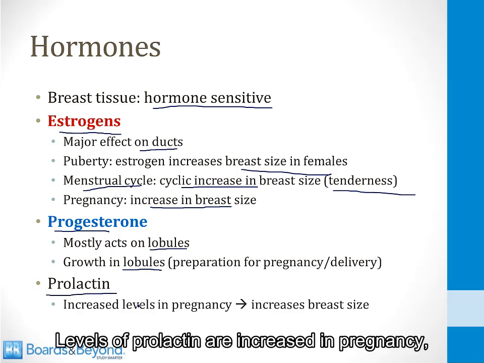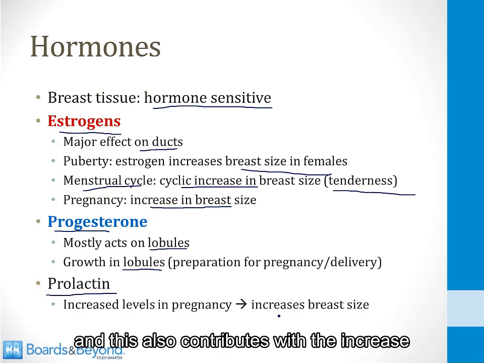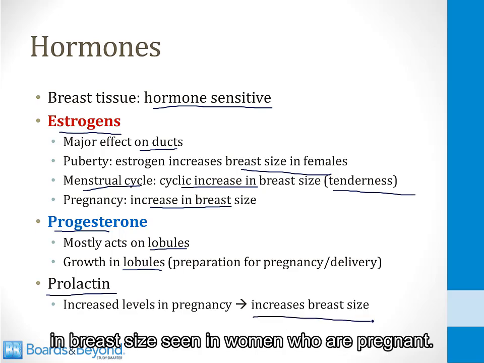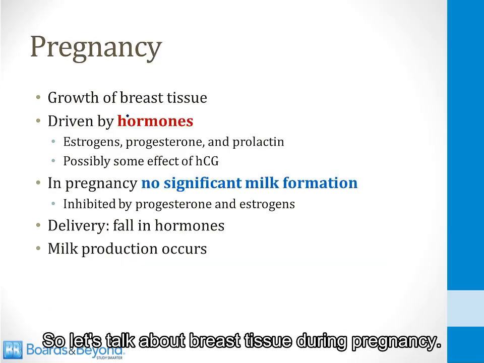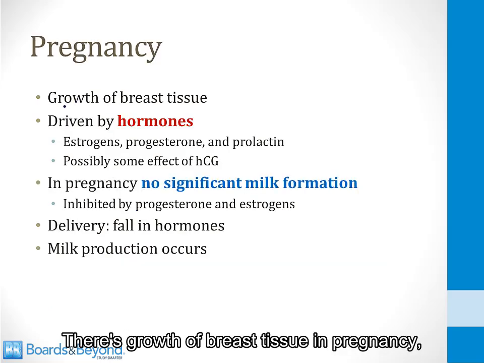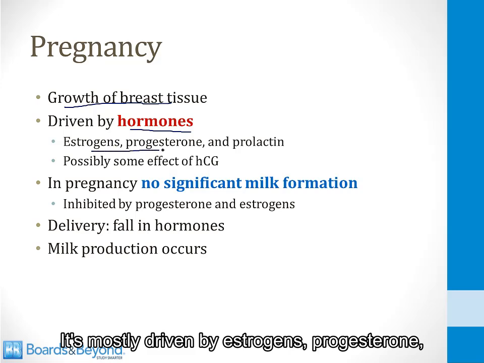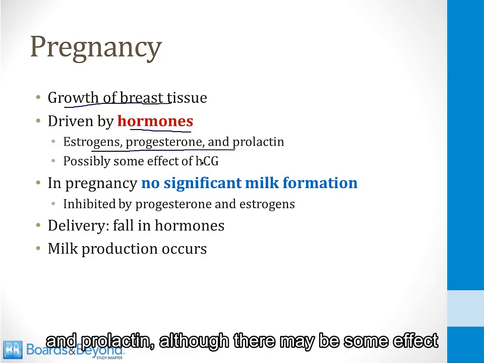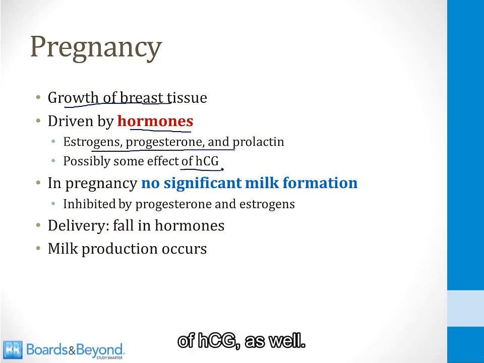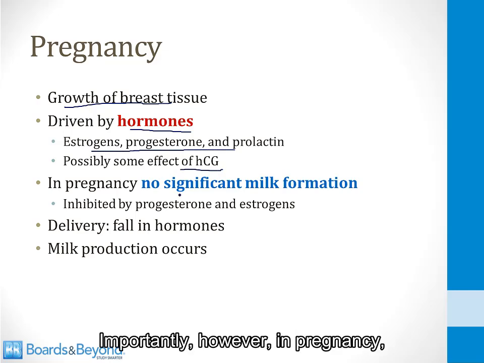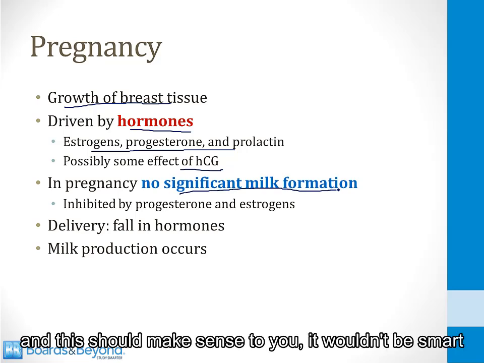Levels of prolactin are increased in pregnancy, and this also contributes to the increase in breast size seen in women who are pregnant. So let's talk about breast tissue during pregnancy. There's growth of breast tissue in pregnancy, and this is driven by hormones, as we just discussed. It's mostly driven by estrogens, progesterone, and prolactin, although there may be some effect of HCG as well. Importantly, however, in pregnancy, there's no significant milk formation, and this should make sense to you.